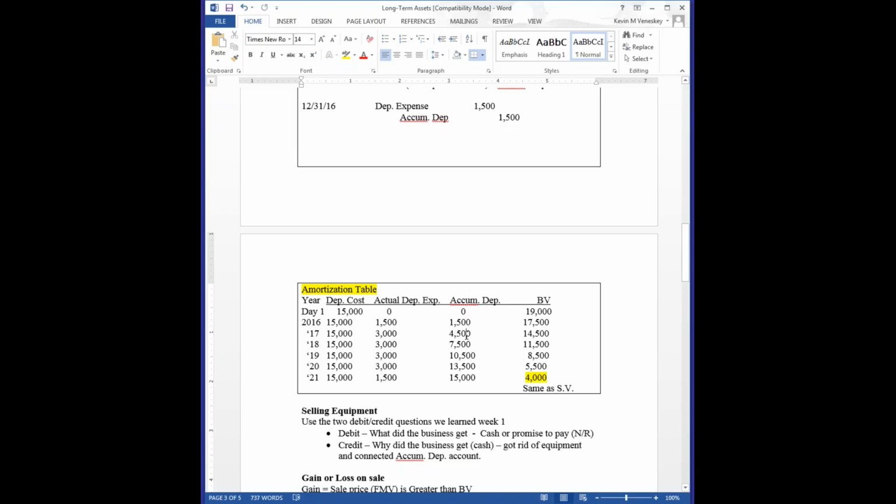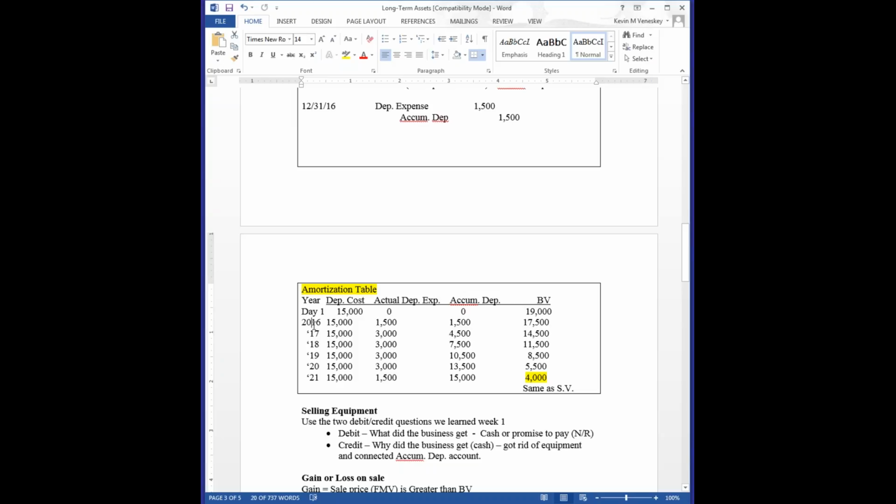Then, to get how much is still on my books value, take my beginning cost, $19,000, and I subtract how much total I've depreciated, $4,500. 19 minus 4.5 does give me $14,500. And then as you can see, I can do that for every single year.